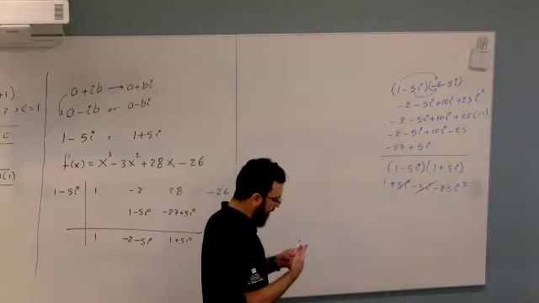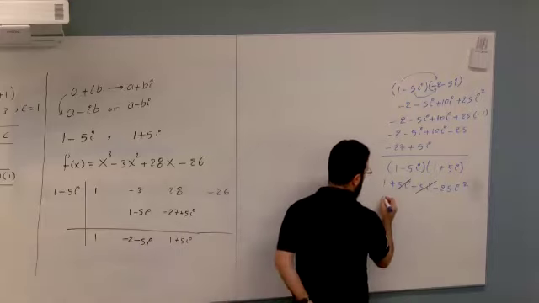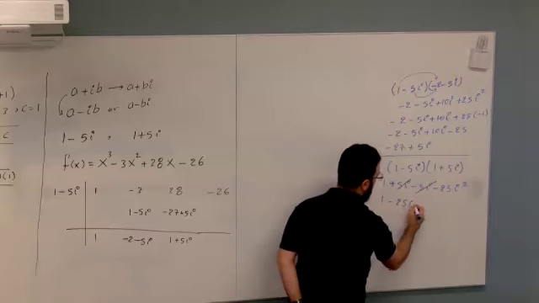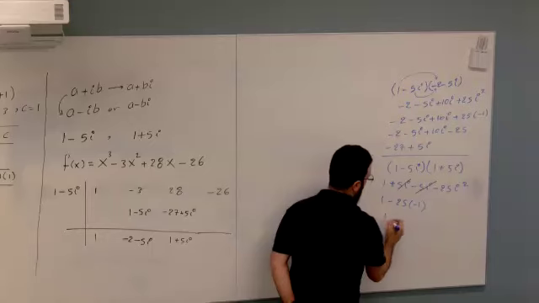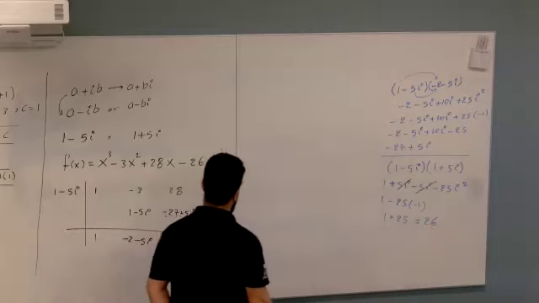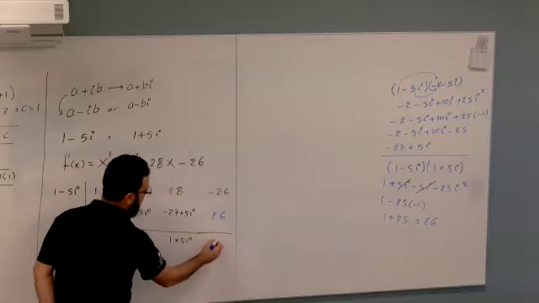We have minus 5i and we have a plus 5i. Cancel it. Left is 1 minus 25i squared. i squared is negative 1. So 1 plus 25, which is equal to what? 26. So what are we going to get here? Add these together.